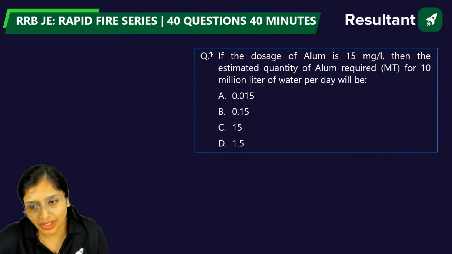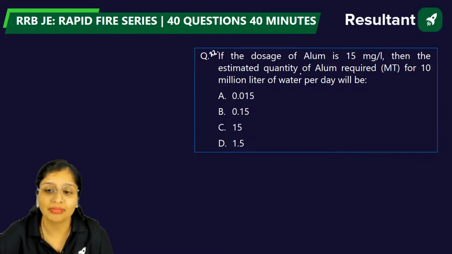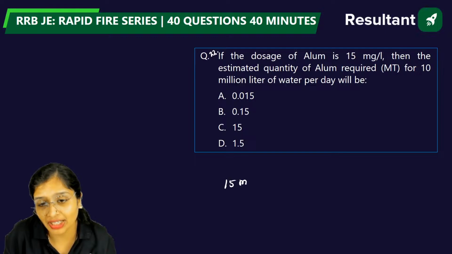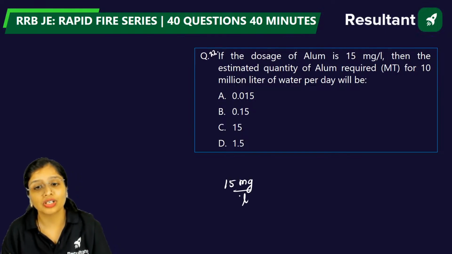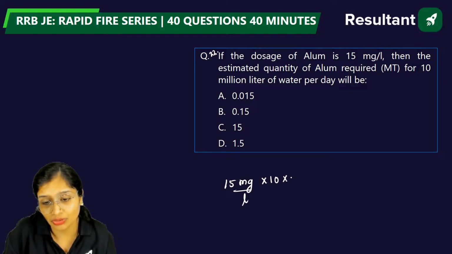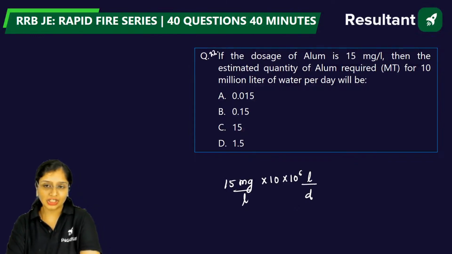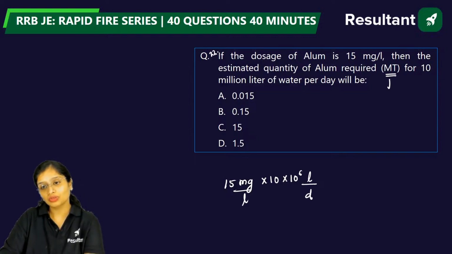Question number 22. If the dose of alum is 15 mg per liter, that means in 1 liter you require 15 mg of alum. How much alum is required for 10 million liters? 10 million liters means 10 into 10 raised to power 6 liters per day. So what will be the answer which will be coming? It is asking you in metric ton, MT is given to you.